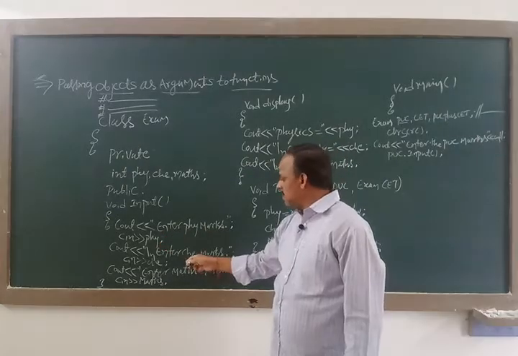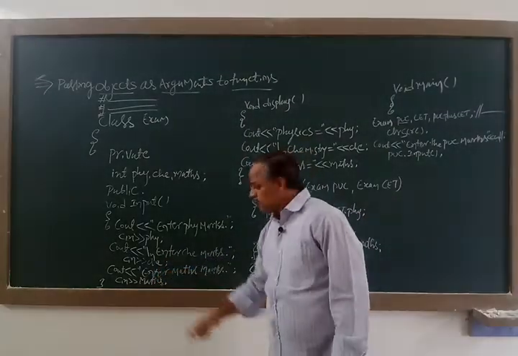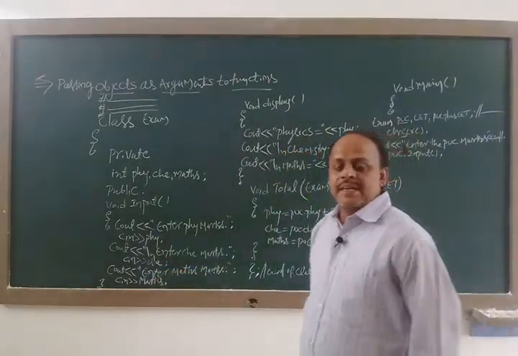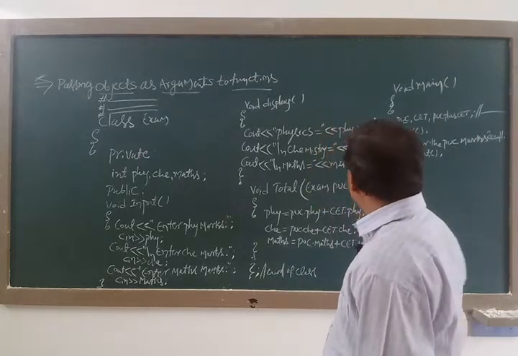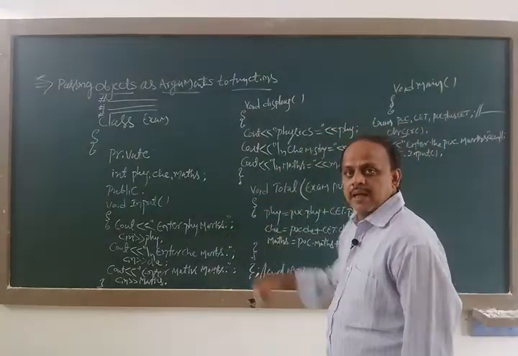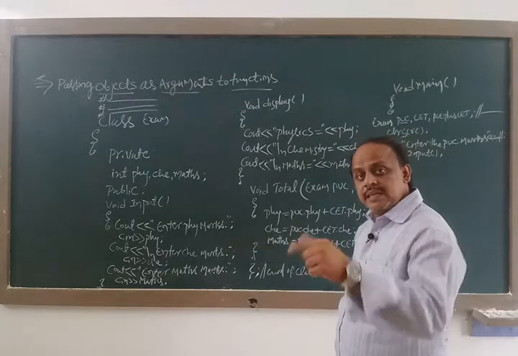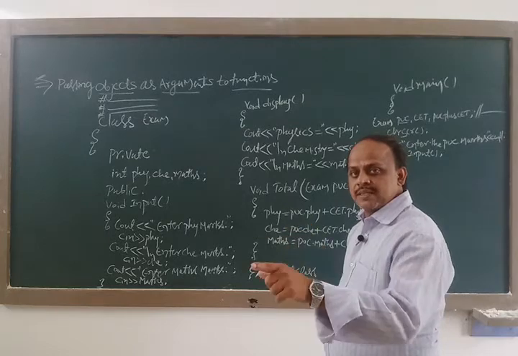Then cursor comes here, enter the physics marks, we are going to store in physics. Enter the chemistry marks, we are going to store in CHE. Enter the maths marks, we are going to store in maths. So like this, first theory, PUC theory marks are accepted. And next we have to enter CET marks of physics, chemistry, maths.